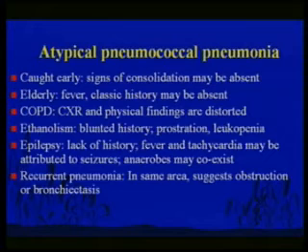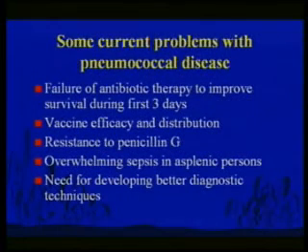Epilepsy, they may have anaerobes. Fever, tachycardia may be attributed to seizures. Some people get pneumonia over and over again. It's in the same area. Obviously you could have a tumor obstructing a bronchus, or you could have bronchiectasis. And some current problems with pneumococcal disease are shown here.